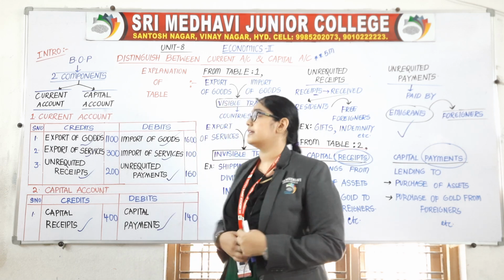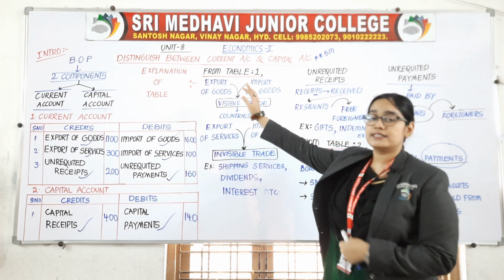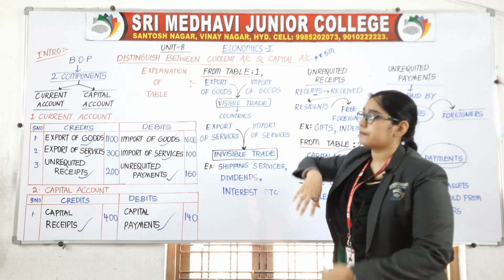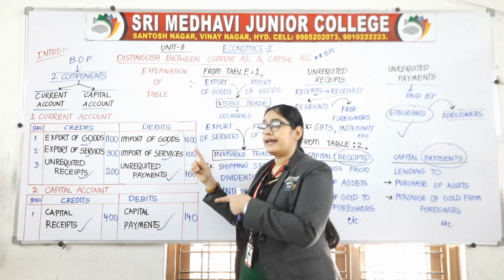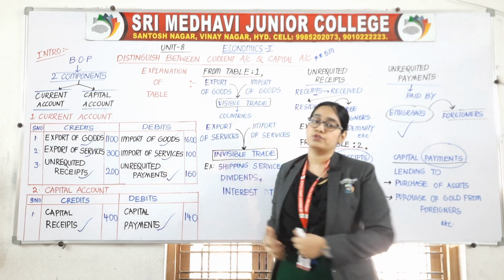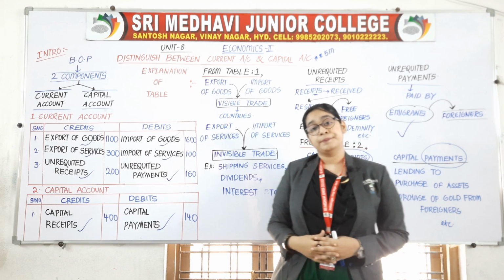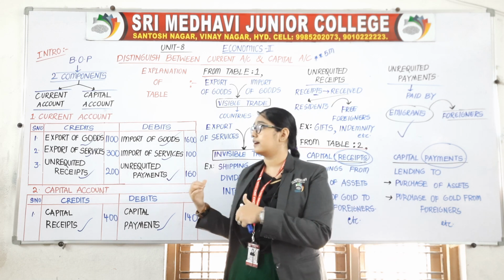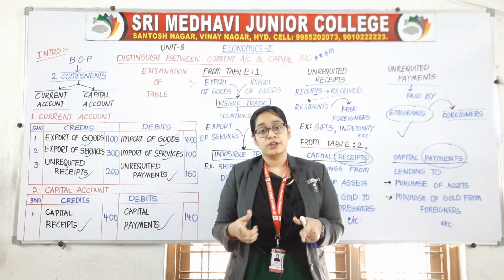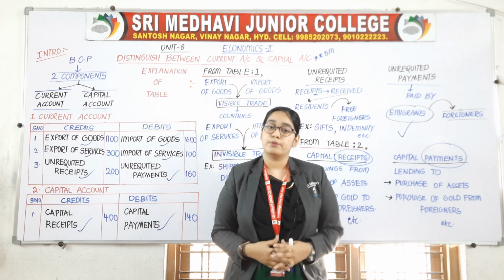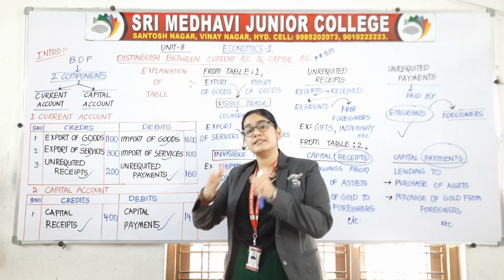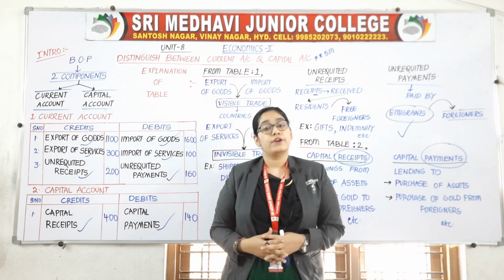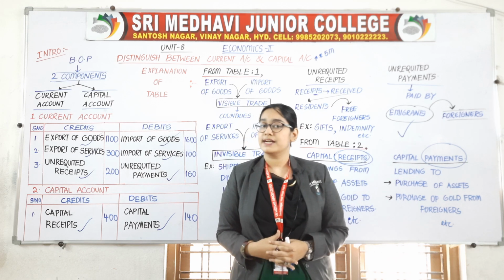Is that clear? So today's topic is completed. We have discussed the differences between current account and capital account, the introduction, the two tables and the explanation of those two tables. Hope that this topic was very interesting and I think I have explained it well for you. So please note down all the points and read them as many times as possible and write them at least 3 times for better practice and to score good marks in the exam.